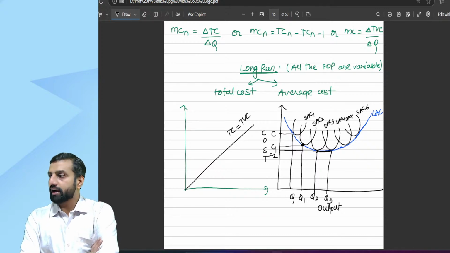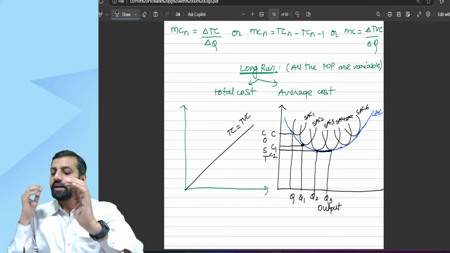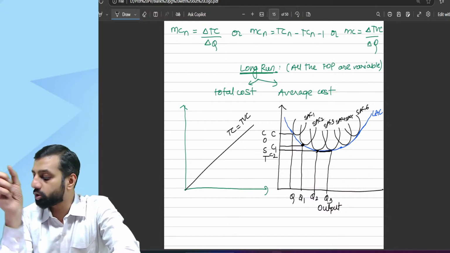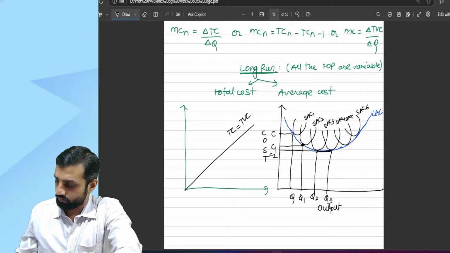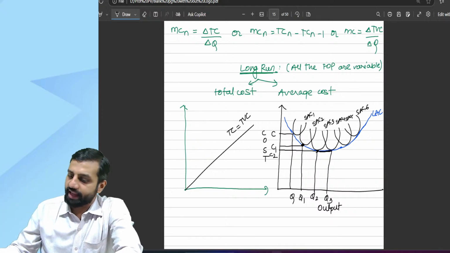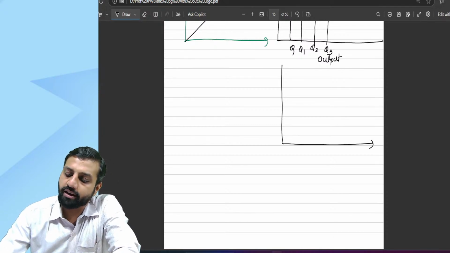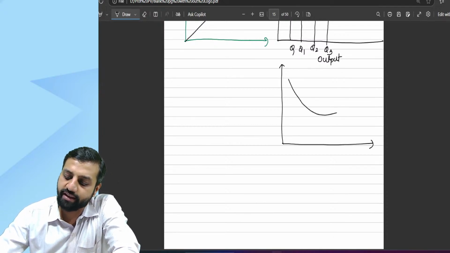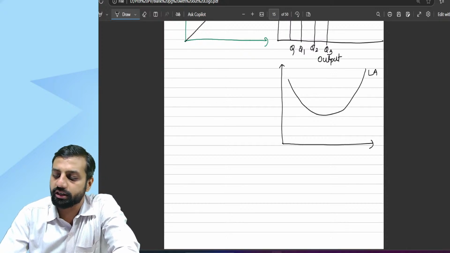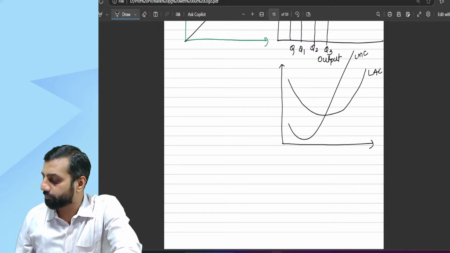Are you all understanding? Are you all listening? Lower cost, higher output. So Surya, we will produce at a point C2, Q3. Very good, Nandini. Thank you so much. So can I say in the long run, we get an envelope or a U-shaped curve where LAC is a tangent to all the SAC. LMC curve cuts the LAC curve from below at its minimum point.